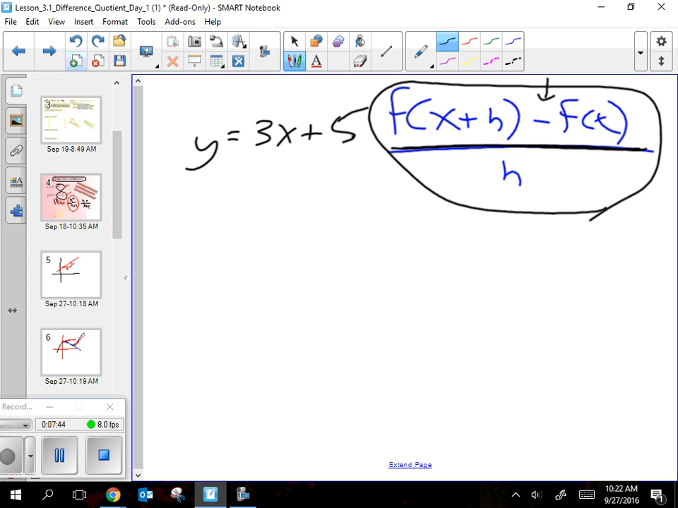So how are we supposed to do that? Well, remember, y is the same as f of x, so this is a function. So this function is 3x plus 5, and we're going to stick that into it. Then we're going to subtract f of x. Then we're going to divide the whole thing by h. And the answer should come out to 3 if you did it right.